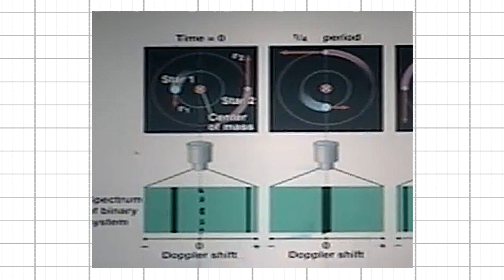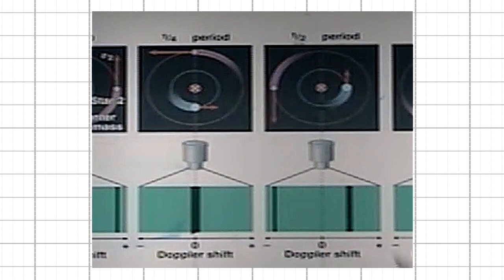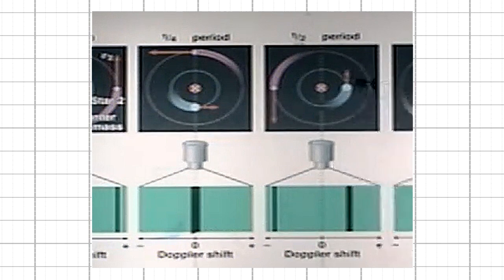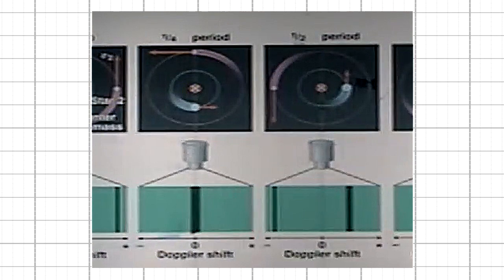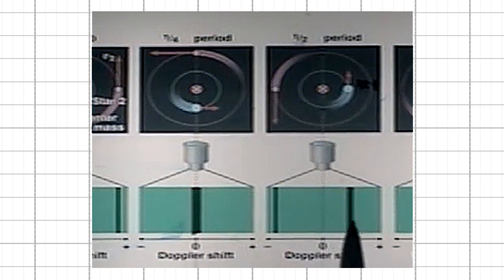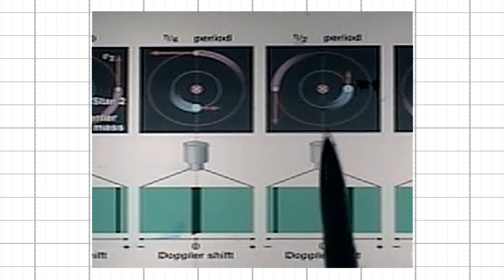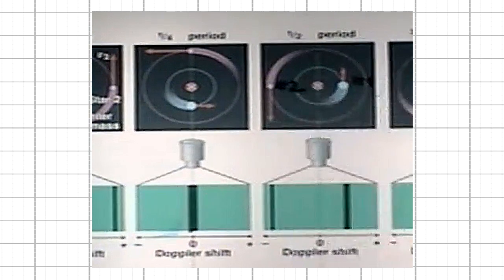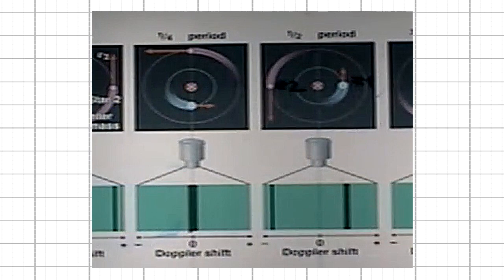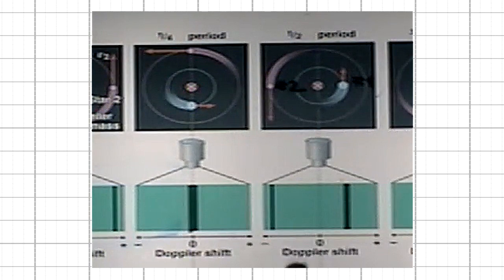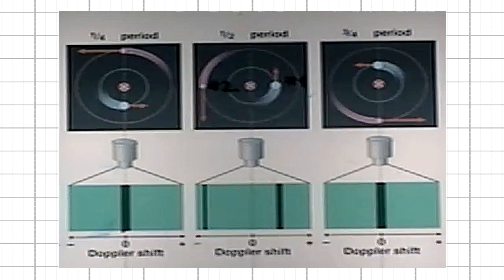After half a period, I have the reverse situation. Now the star 1 is moving away from me, and its spectral line, the thick one, is going to be redshifted. Delta lambda is positive. The star number 2 is now approaching me, right? And its light is going to be blue shifted. Delta lambda is going to be negative.